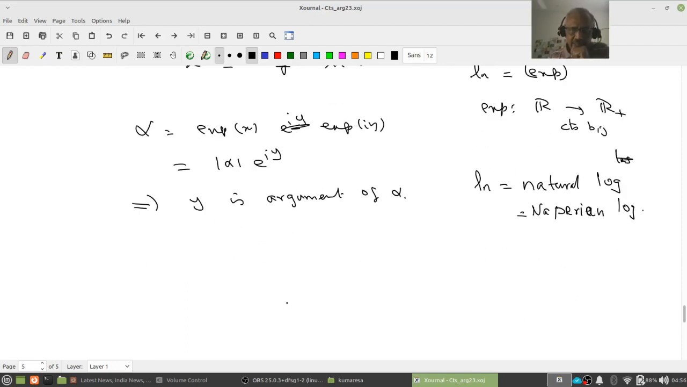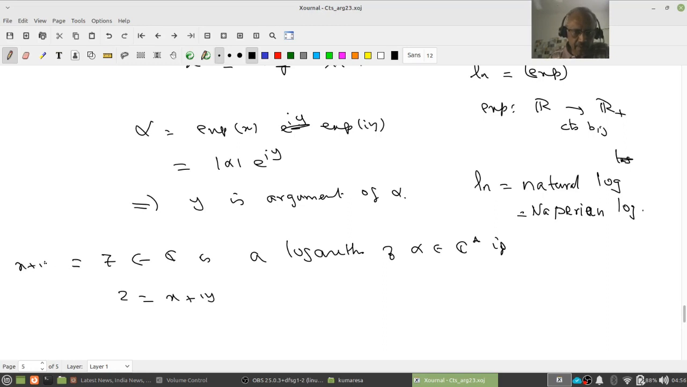Yeah. So what we have found is, if and only if: z in C is a logarithm of alpha in C star if and only if, writing z equal to x plus iy, x is the natural logarithm of mod alpha and y is an argument.